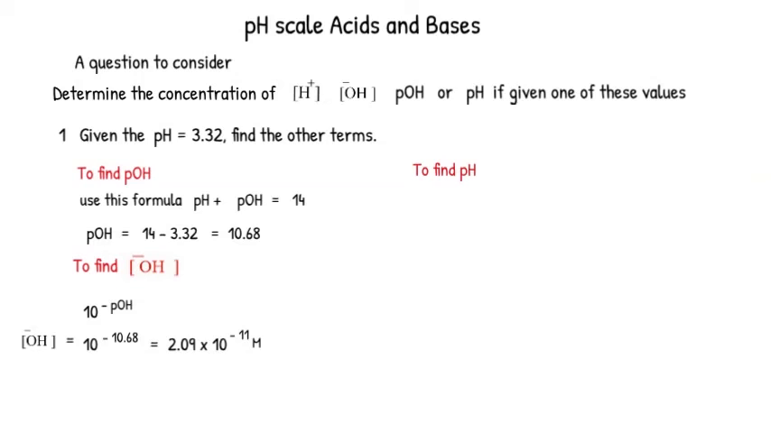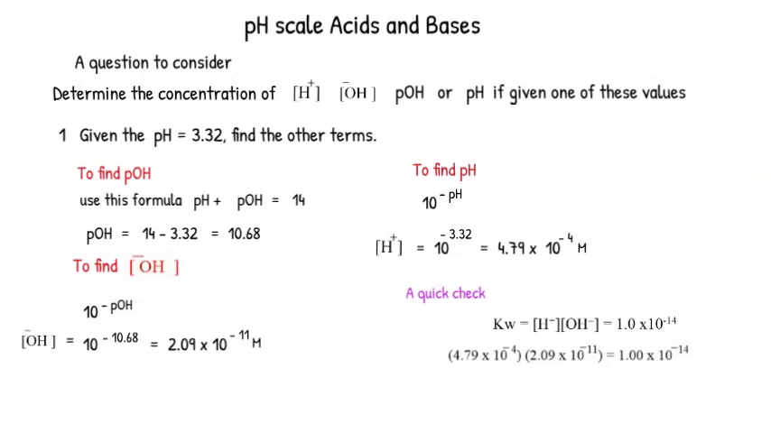Similarly, to find the concentration of H plus ions, 10 to the power of negative pH will give you the answer. The concentration of H plus ions equals 10 to the minus 3.32, which is equal to 4.79 times 10 to the minus 4 moles per liter.